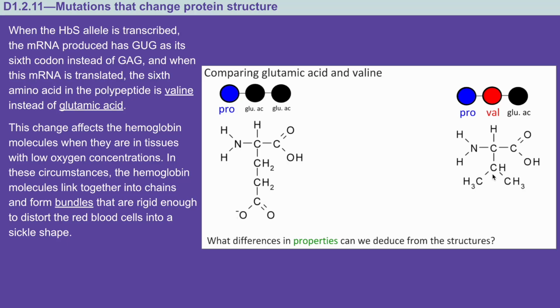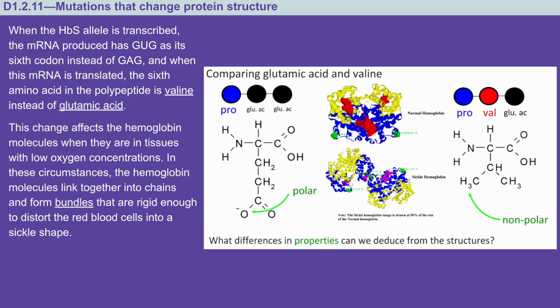And so we're going to see that those amino acids behave very differently as the polypeptide folds into its 3D shape. And so what we're going to see is that the hemoglobin molecules, when they are in tissues with low oxygen concentrations, link together into chains and form bundles that are rigid enough to distort the red blood cells into a sickle shape. This is the normal hemoglobin. This is sickle hemoglobin. And you can see how vastly different the shape is just based on the properties of this single different R group.